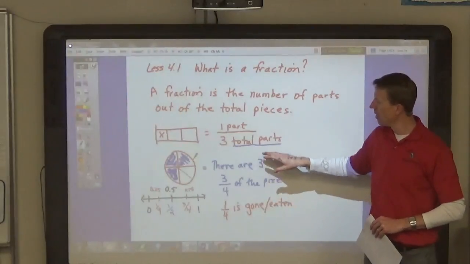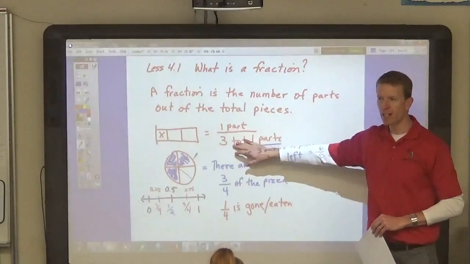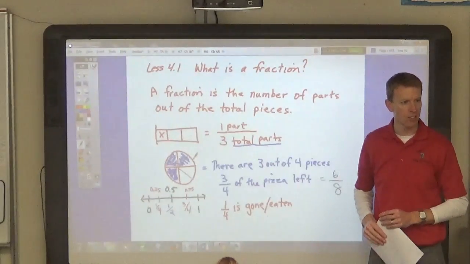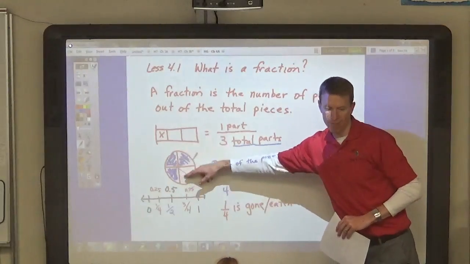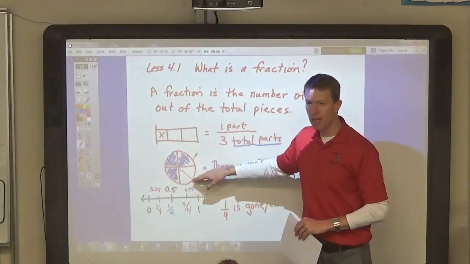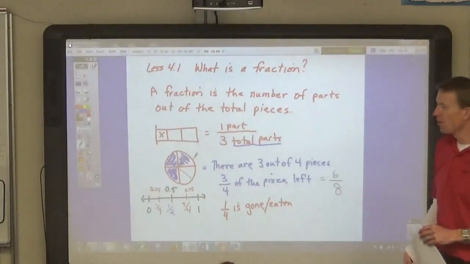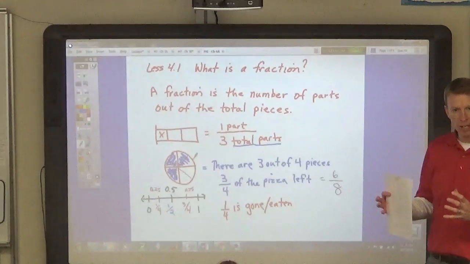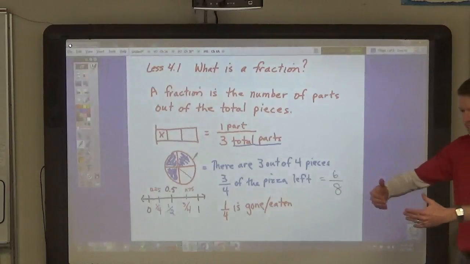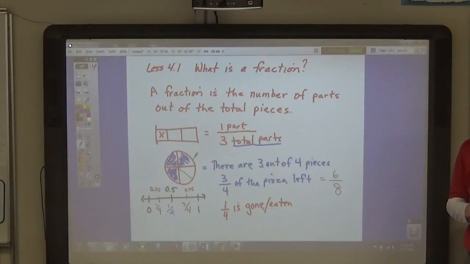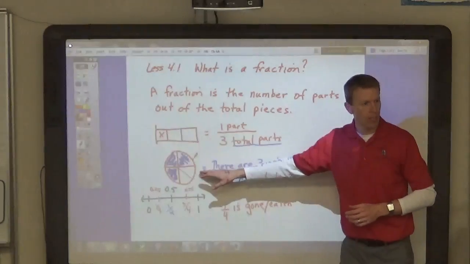Okay? Now, the numbers in the fraction can also tell you how big the pieces are. For example, if we had pizza on Friday for our Fabulous Friday, and if the pizza was cut into fourths, you know that those pieces are probably pretty big. Okay? If you have a large pizza and it's just cut into 4 pieces, that tells you the fourths, the bottom number, can tell you how big the pieces are.